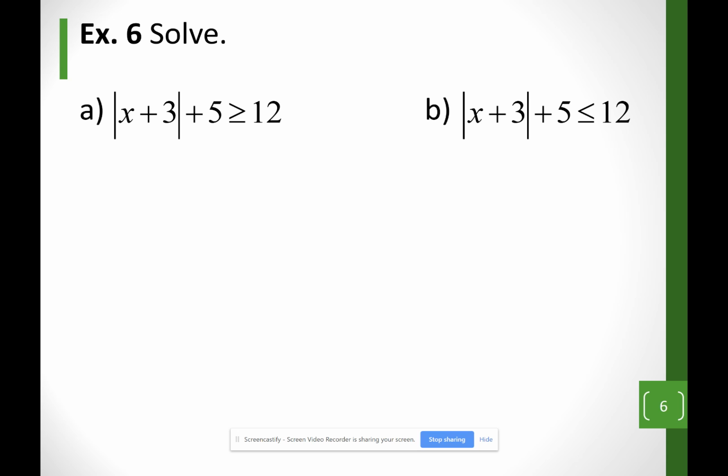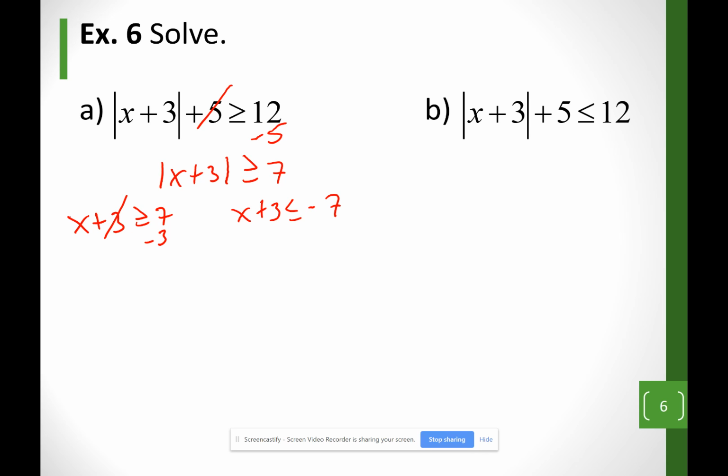Once again, get the absolute value by itself before we work on it. So let me subtract 5 on this one. So I have the absolute value of x plus 3 is greater or equal to 7. Now that I have it by itself, I'm going to split it as x plus 3 is greater or equal to 7, x plus 3 less than or equal to negative 7. Let me subtract 3. So x is greater or equal to 4. Let me subtract 3. X is less than or equal to negative 10.